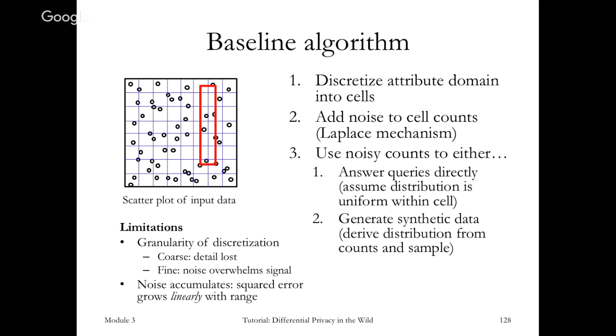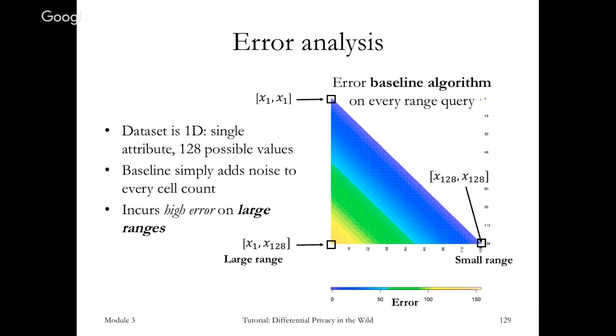And in fact, what happens is the noise accumulates. So if I'm answering a long-range query, since there's noise in every single cell, if a range query requires summing many different noisy counts, that noise will accumulate. And I can show you that pictorially, and I'll come back to an alternative algorithm and compare it side by side with this.